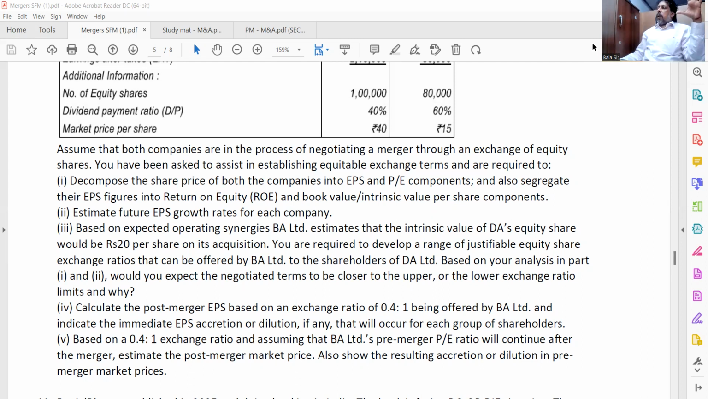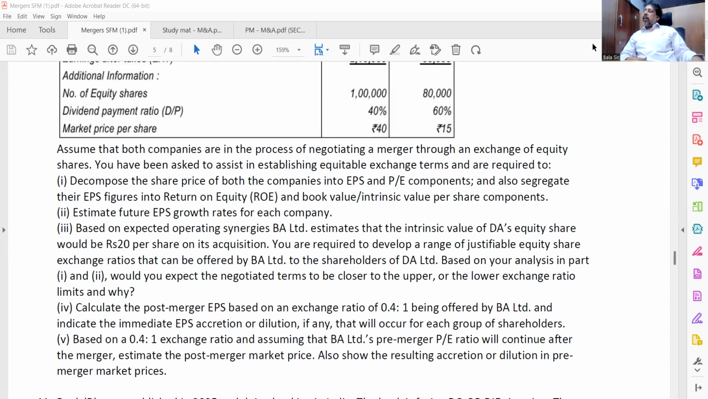So now we shall go ahead and take on the second subdivision. What has been asked for? Number 2, estimate future earnings per share growth rates for each company. You have been asked to calculate the growth rate in earnings. You know, when do you actually grow your business? Only when the profits are retained by the company and reinvested. Is that fine? Yes, sir.